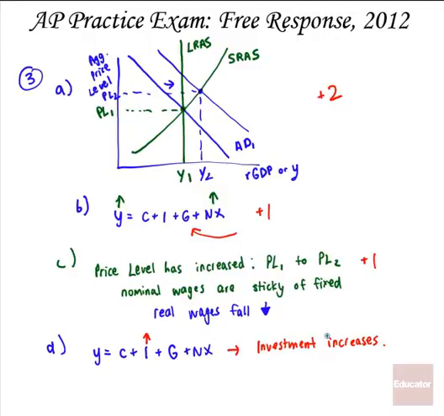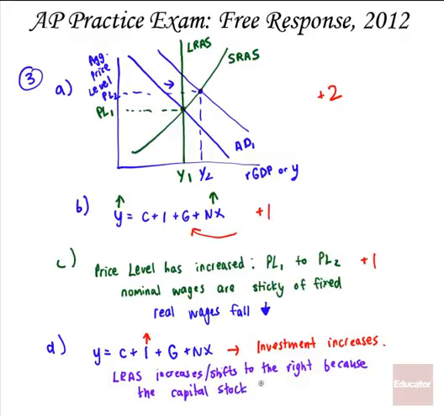So what's the impact on the long run aggregate supply? Well, you've got to explain this here. So to get that 2nd point here, you're going to say that the LRAS increases and then shifts to the right. Now, why is it the case? Because the capital stock has increased. So it's not enough just to say that the LRAS increases or shifts to the right. You have to know that because of this investment, business investment, the capital stock has increased.